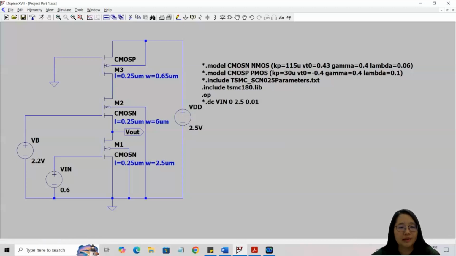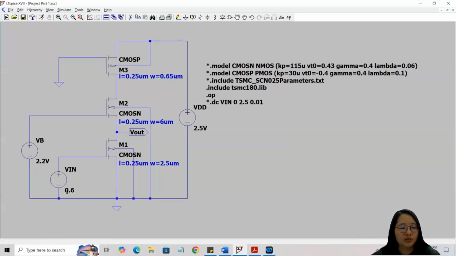So the circuit design is the same as given inside the project file. This one is the VB and this one is the Vin. We can vary the Vin value from 0.6 to 0.895 and 1.2.